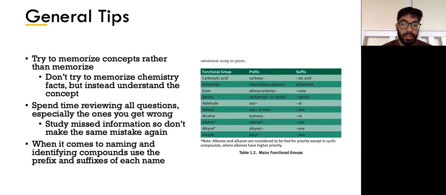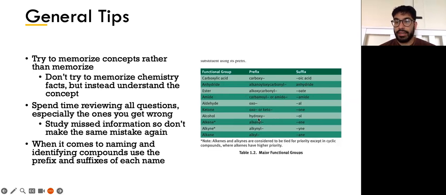And when it comes to naming and identifying compounds, use the prefixes and suffixes of each name. You'll probably see, as you start practicing, a lot of times they'll have a nomenclature question on the MCAT, especially in this section. So there'd be a question like, what's the name of this compound? And a lot of times it's important to just know your prefixes and suffixes. It can help. So write a little table, you know, if you get the carboxylic acid, it's -oic acid, ester, amide, -al for aldehydes, ketones are -one.